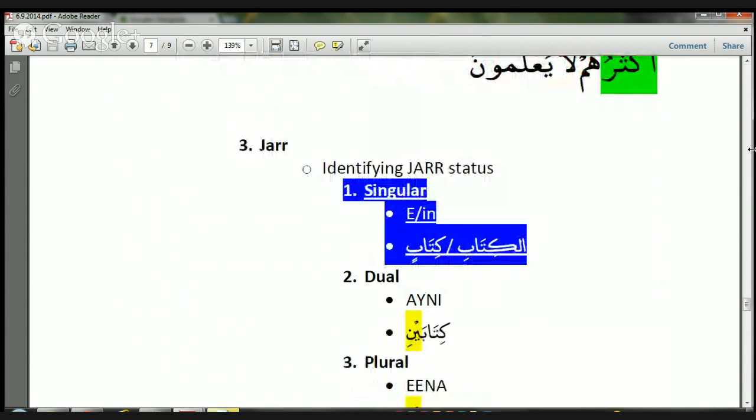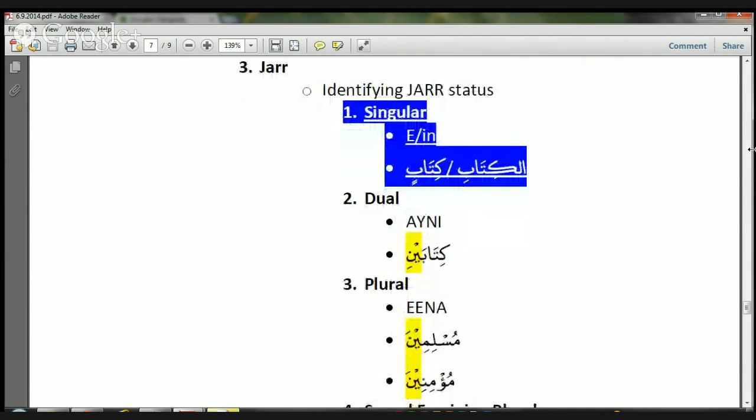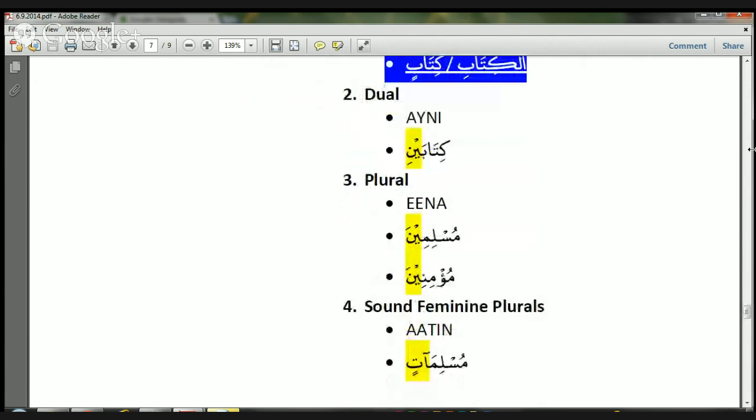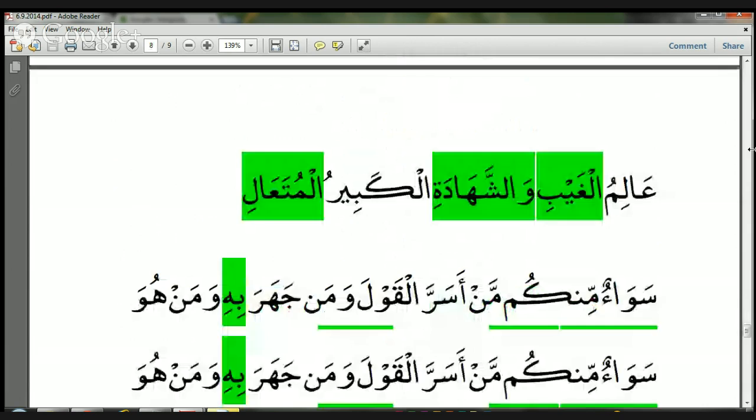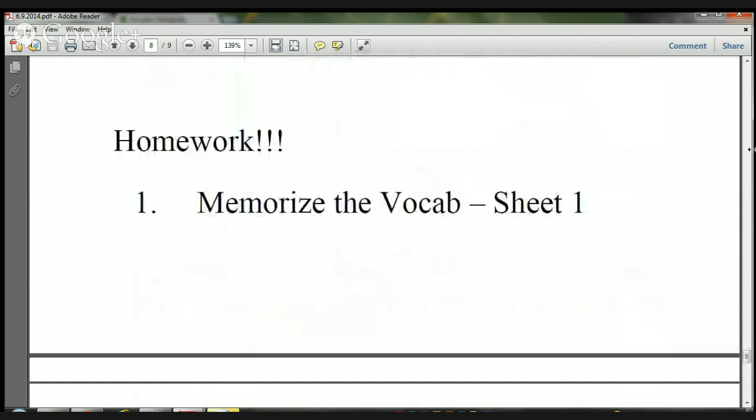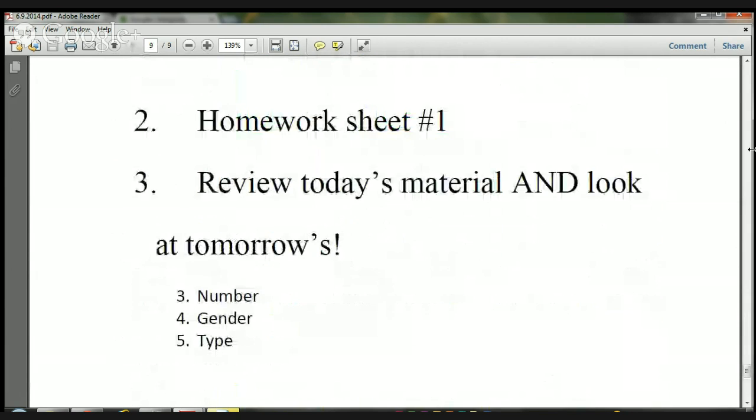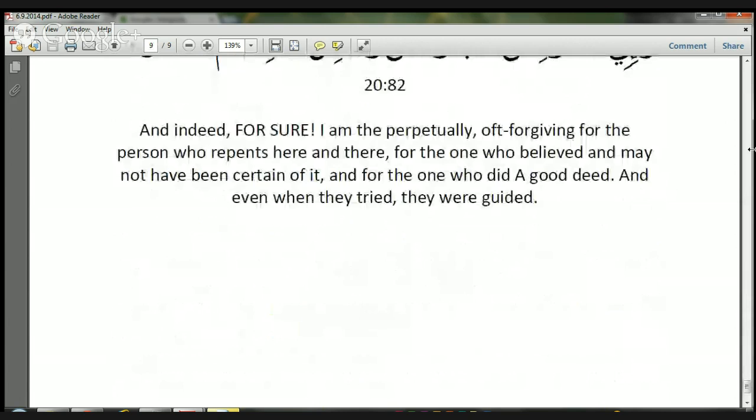And then we spoke about jar, and we said that when it comes to identifying jar status, it is done on a singular word with the ending of E or in. And then for dual and plural, it is the same as what? Nasab, very good. And dual plural sound feminine plural, atin. And then we went over that.